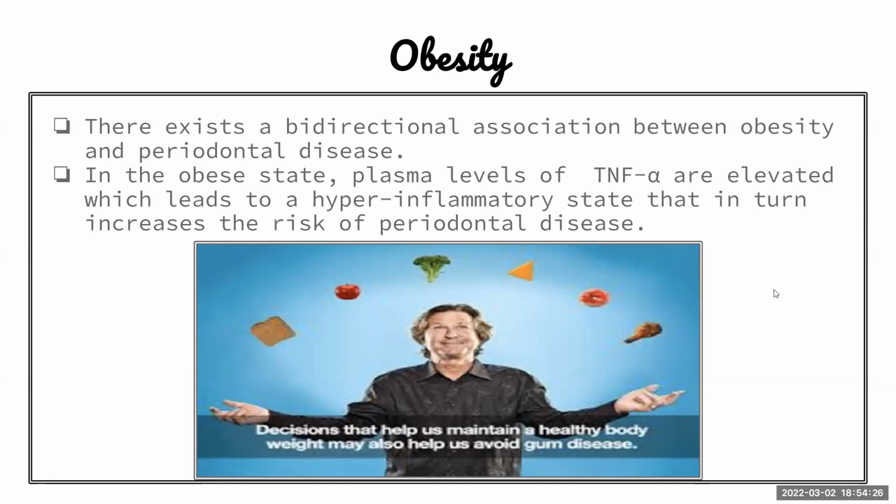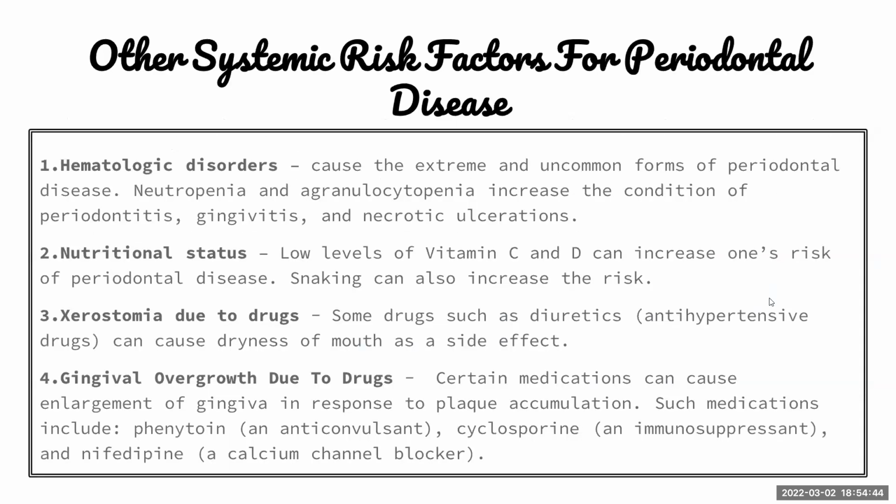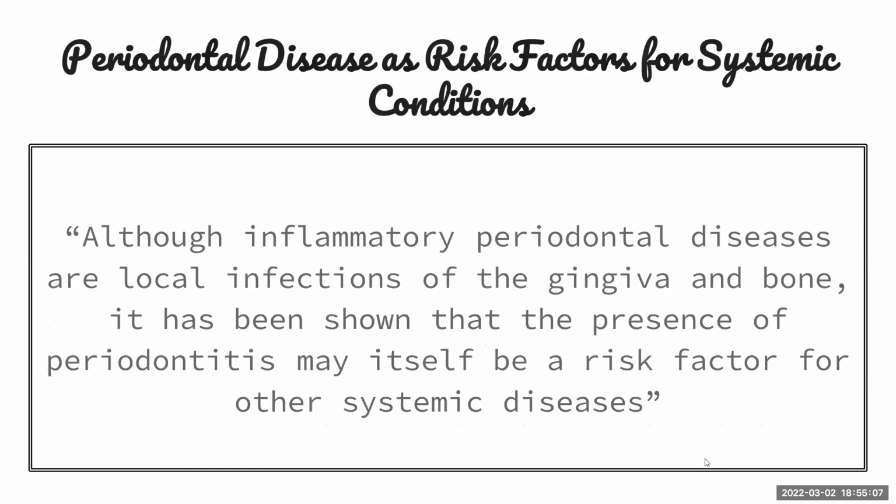Tumor. Somebody's going to look that up and tell us, okay? Anyway, the TNF are elevated, which leads to hyperinflammatory states that in turn increases the risk of periodontal disease because your body is on alert. Other systemic factors for periodontal disease, you've got your hematological disorders, your nutritional status, xerostomia due to medications, which is practically anything the patient takes, and then gingival overgrowth due to drugs. Okay, and those gingival overgrowth drugs, we've got anticonvulsants, immunosuppressants, and calcium channel blockers.